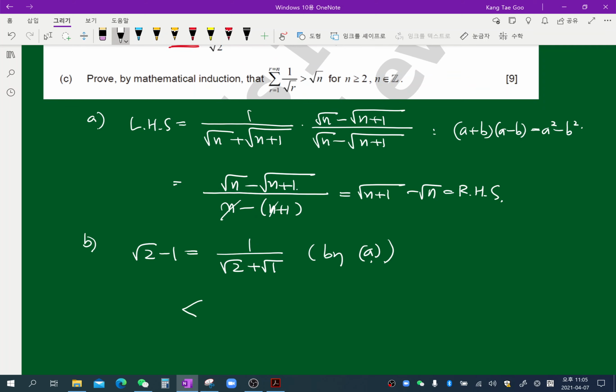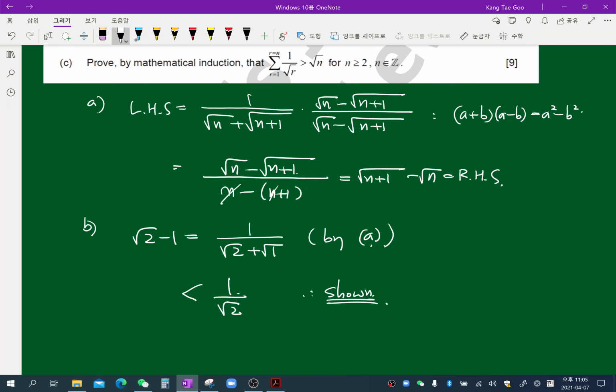And then this is smaller than square root 2 and 1, right? So we have shown it already. Your denominator was to be smaller, then your entire fraction was to be bigger, right? That's the thing. Okay, then now we start from the induction question.